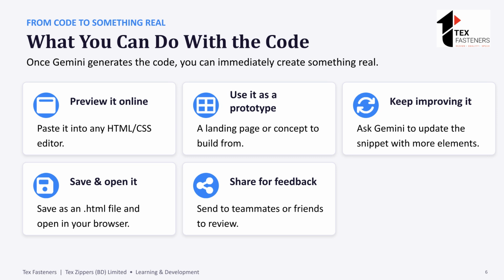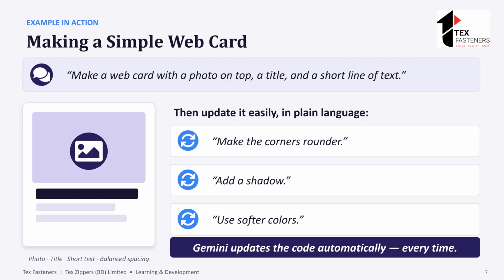Once Gemini generates the code, you can turn it into something real. You can preview it online by placing the code into an HTML and CSS editor. You can also save it as an HTML file and open it directly in your browser. The page can serve as a prototype for a landing page or another concept. You can share it with teammates or friends for feedback, and you can continue improving it by asking Gemini to add or change elements. So the process doesn't stop when the first version is created. You can keep iterating.